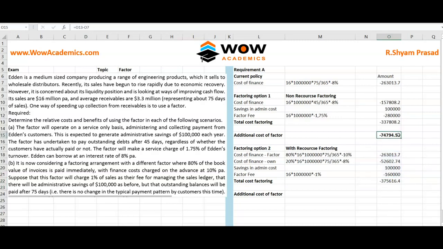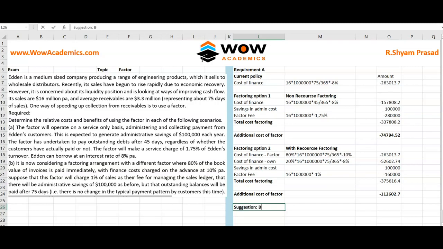And we also have to find out the additional cost of factoring. So comparing this option and our current policy option. So this will give us our answer. So the answer comes to again a negative of 1,12,000. So we can put it like this: both.